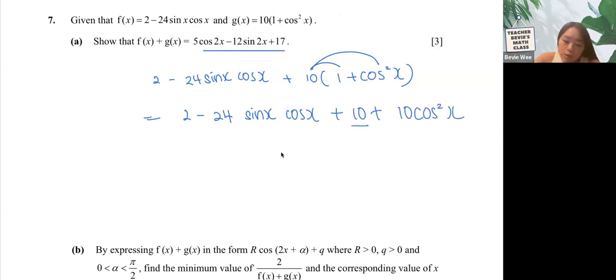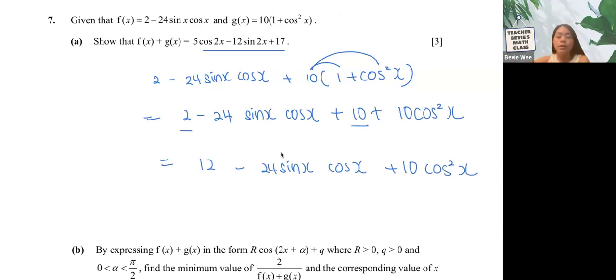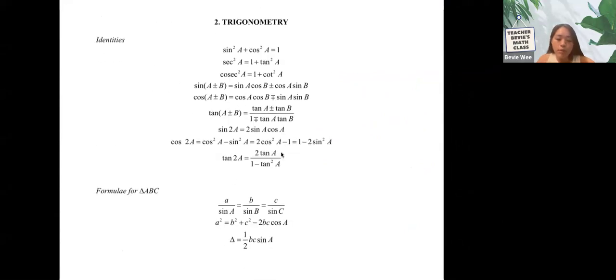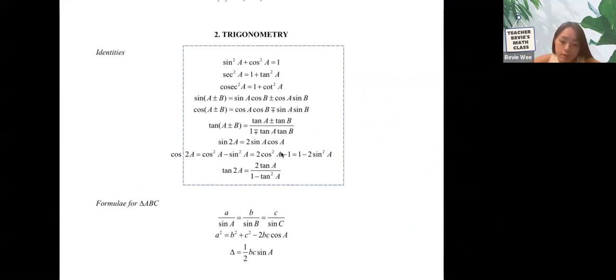It's more of a proving question. Okay, I'm going to combine these two numbers up first. I get 12 minus 24 sine x cos x plus 10 cos square x. Okay, looking at what they asked me to prove, alamak, how come like that? I'm quite far away, no? Even my constants are different. Okay? Have you all written this down? Can I go to the formula sheet? Okay, I'm going to copy the formula sheet over, so we don't have to flip.